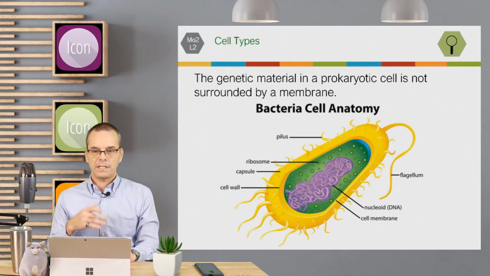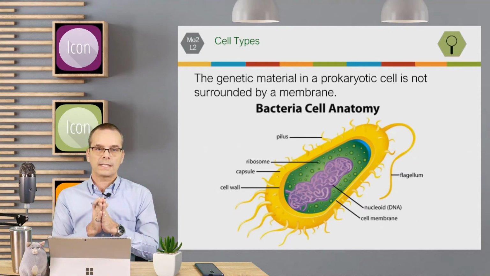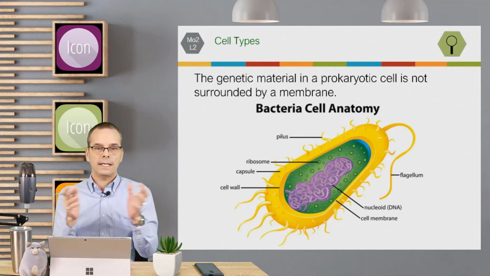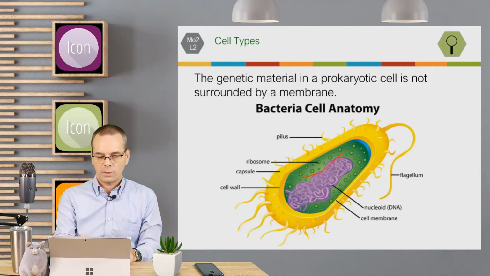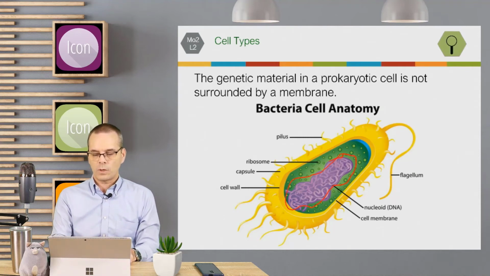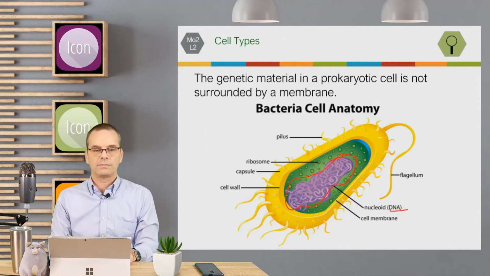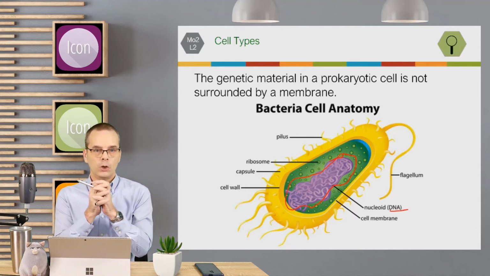The genetic material inside a prokaryotic cell is not surrounded by a membrane. It's just kind of in there because there's no nucleus inside that cell. Everything is just kind of floating around in the cell. So that's where all the DNA is kept inside a prokaryotic cell, not inside a nucleus.